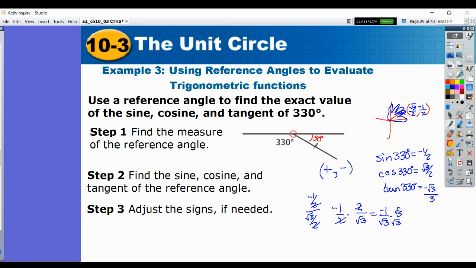And so I didn't have to use my unit circle to get over here. I just kind of did it in my head. So that's kind of the difference in this. If you're always using your unit circle, you're not going to understand what I'm talking about when I say use a reference angle to find the exact value. You're really trying to do it now without looking at your unit circle.